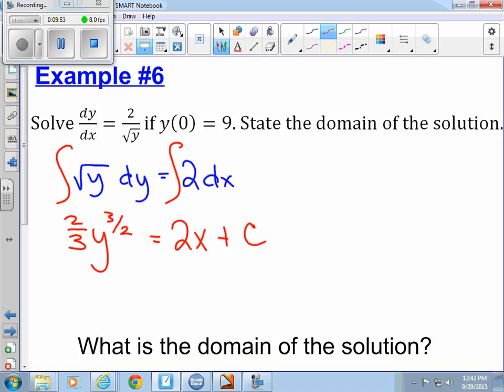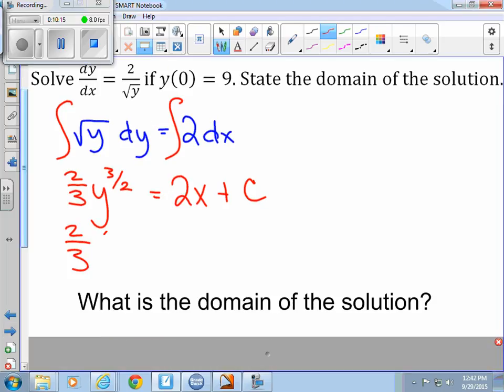I have an initial condition, (0, 9). Those of you who weren't here yesterday: if you don't have an initial condition, you would leave this C as a C and just solve the last. All the ones today have one. So we're going to put 0 in for x, 9 in for y.